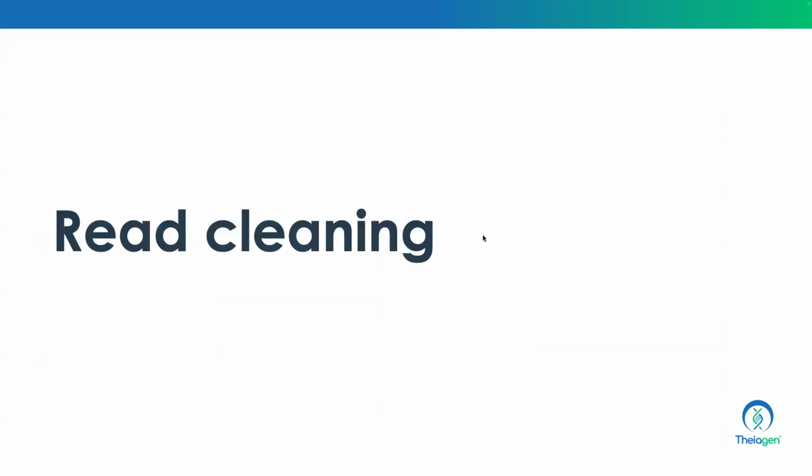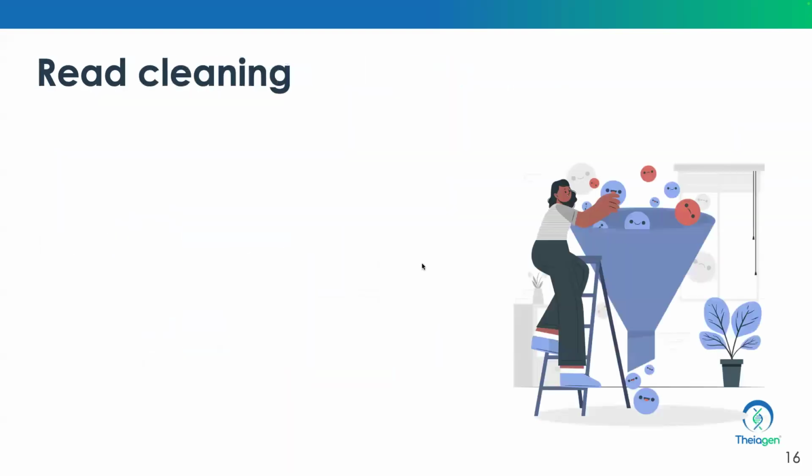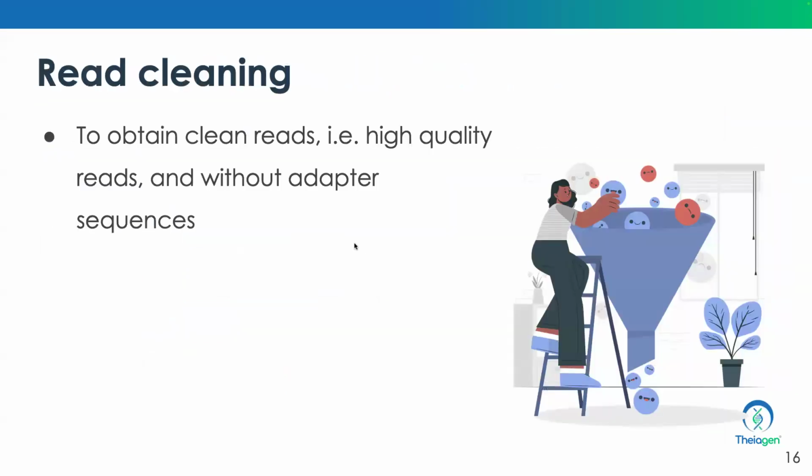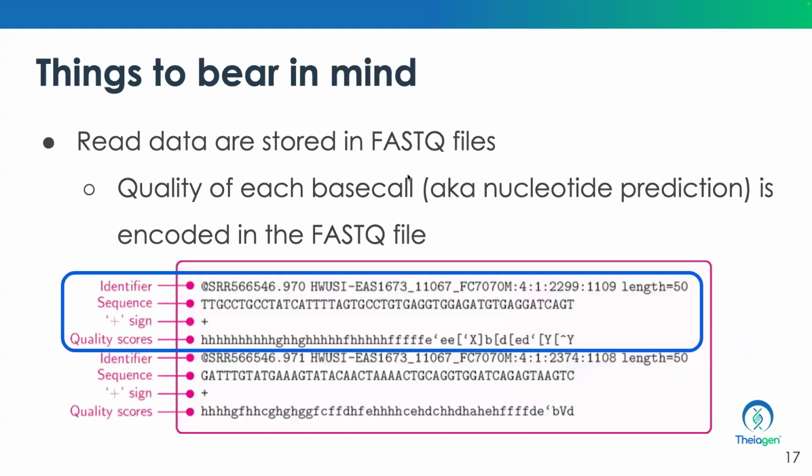Okay, so once we've done the read screening, at least for the raw read screen, we want to go through the read cleaning step, which occurs at this point here. And what we do at the read cleaning step is to obtain clean reads that are of high quality and without adapter sequences. As you know, as part of sequencing, usually we add sequencing adapters during library prep, and these have to be removed after the sequencing. So the read cleaning step does that.